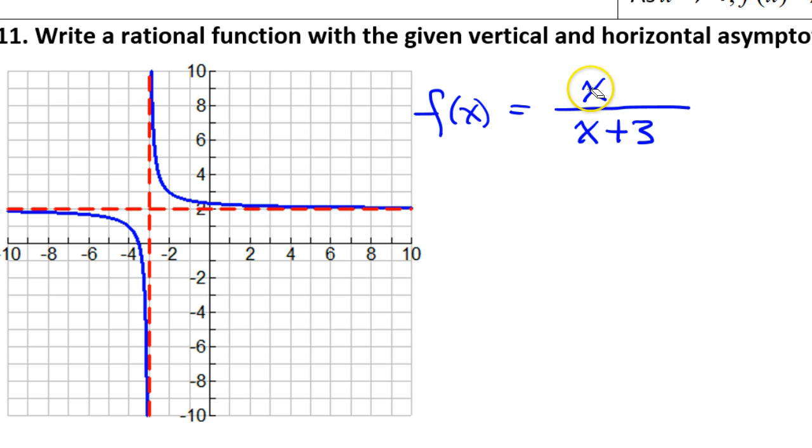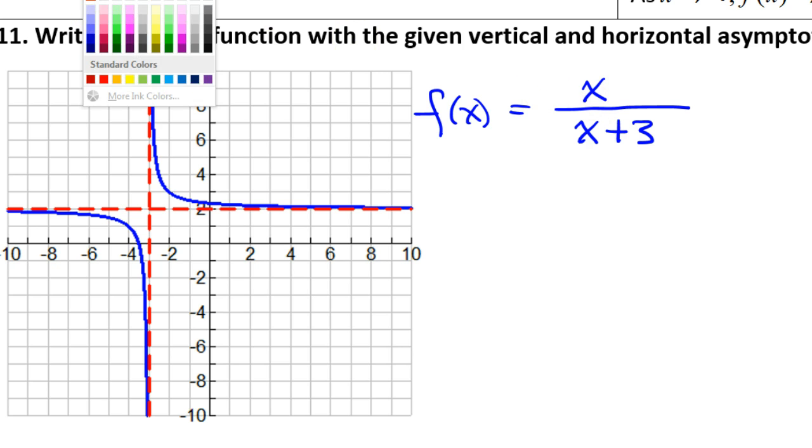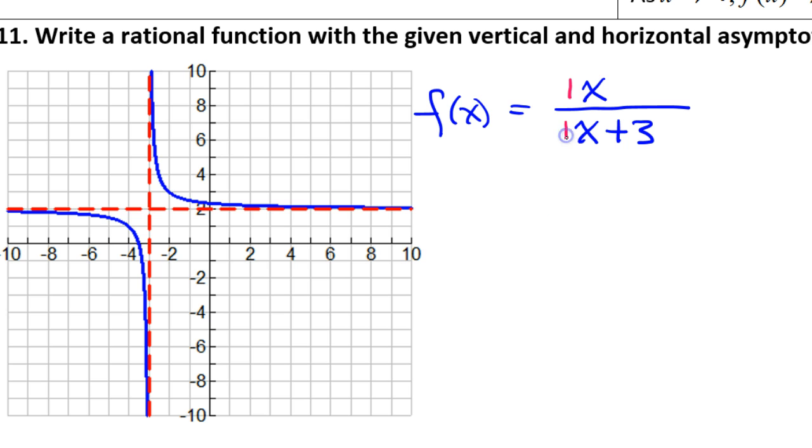The key is to make this have the same degree. So now that these are both the same degree, the horizontal asymptote will be determined by the leading coefficients. Right now the leading coefficients are 1 and 1. So at this moment I would have a horizontal asymptote of y equals 1. That would be too low. I want it to be 2. So I can change that if I make the coefficient up here be 2. And now that would be 2 over 1, which would give me a horizontal asymptote of y equals 2. So there you go. This is one solution to the problem.